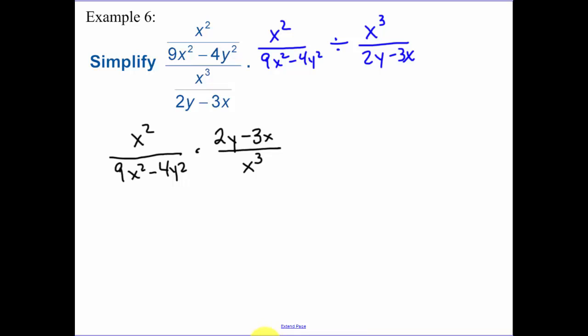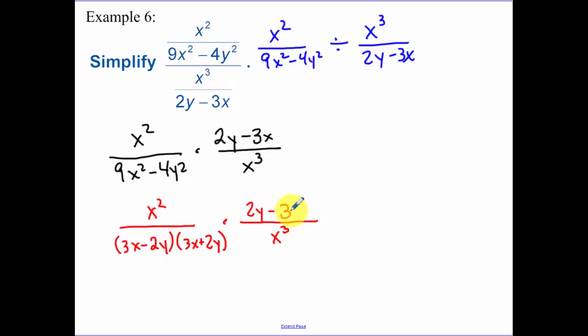Now it's just a matter of going through and factoring. There's nothing to factor with the x squared. This bottom is a difference of two squares. The first term's a perfect square, second term's a perfect square. And make sure you factor it correctly. It's not a perfect square. There we go. 2y, 3x plus 2y times my x to the third, 2y minus 3x.